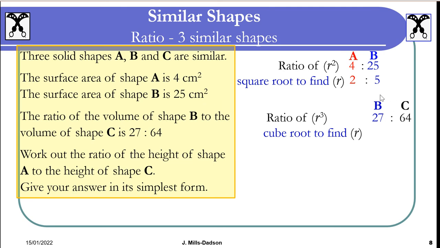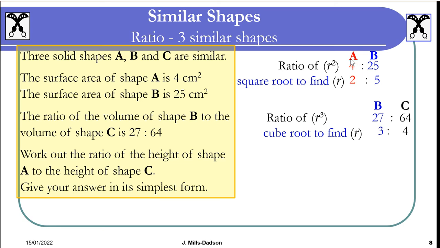Now we have other information for B and C, but that information is for volume. Volume for B is 27, volume for C is 64, so that's R cubed. Now we need to also change that into length by finding the cube root, because we've already gotten A and B as length. We need to get B and C also as length so you can compare. You find the cube root of that. The cube root of 27 is 3, the cube root of 64 is 4.